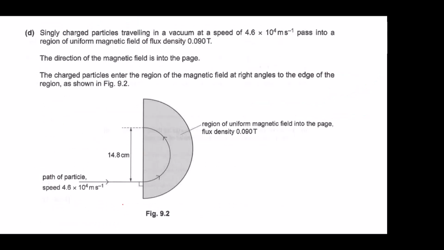Okay, part D goes into magnetic field. After you're done with the E field, there's a bit of B field, right? So remember the integration of topics, right? E field, B field, and G field, gravitational field. The direction of the field is into the page. This particle goes in and turns in a circular motion.